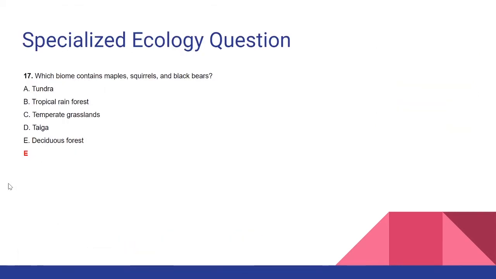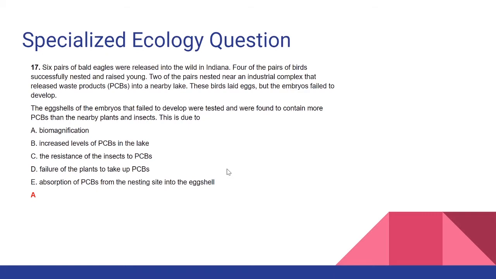Okay, so let's talk about a specialized ecology question, because I told you there's ecology and microbiology. This is a basic, simple ecology question. Which biome contains maple, squirrels, and black bears? You're just going to have to know this and memorize all these different biomes, and it's E, deciduous forest. I actually learned this in grade 10 biology. It was an ecology unit and they talked about all these biomes. So you're probably familiar with this.